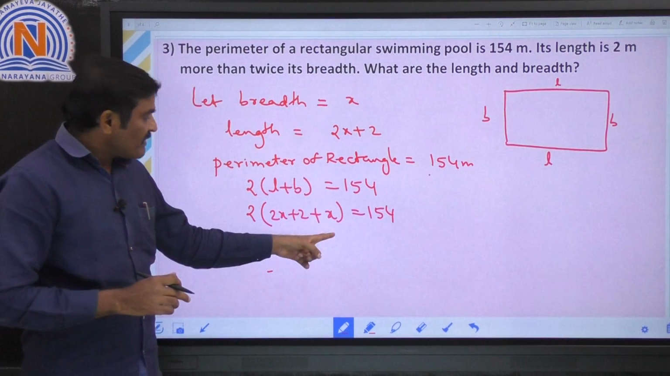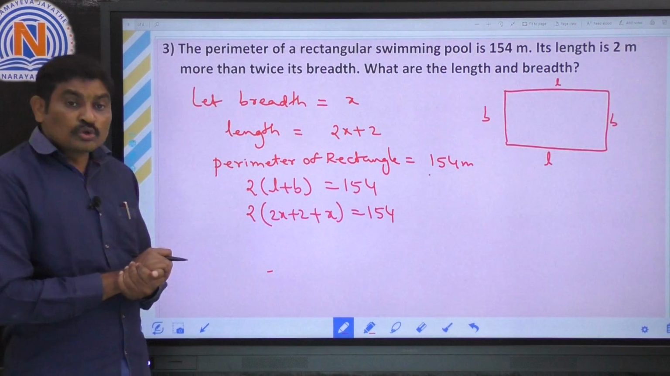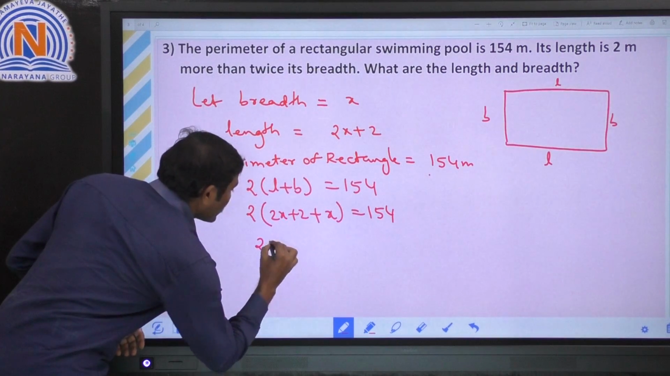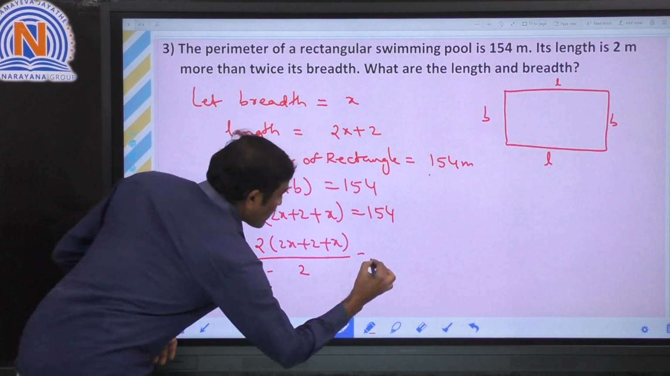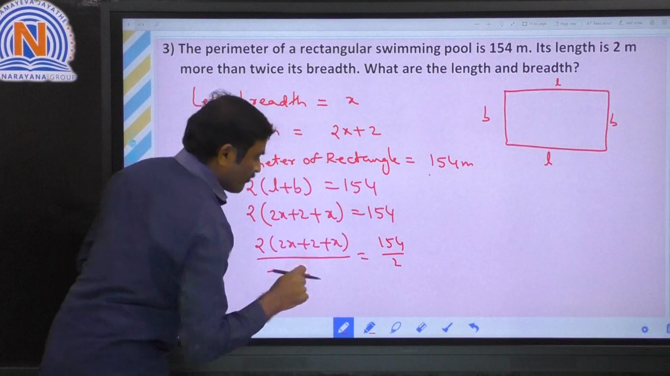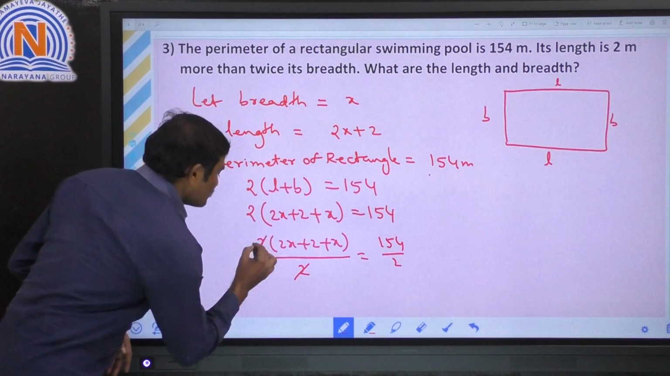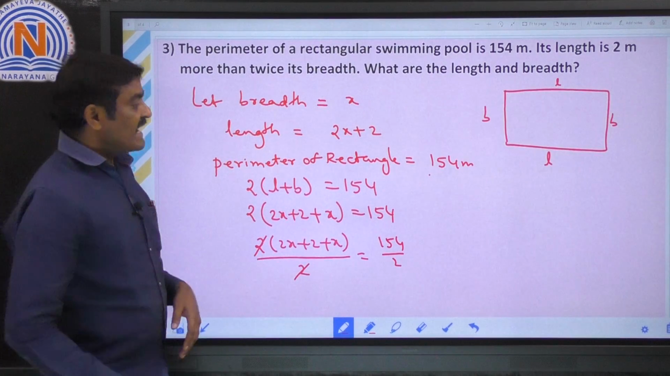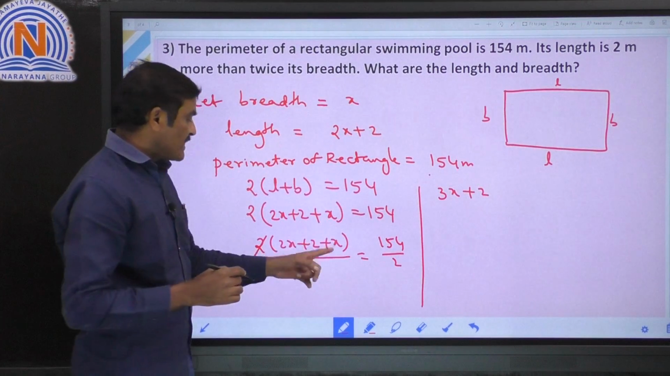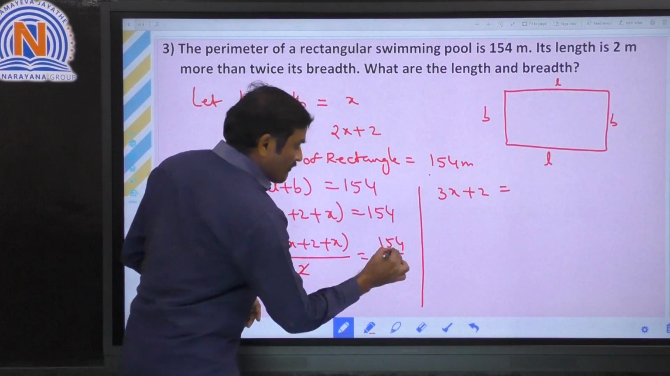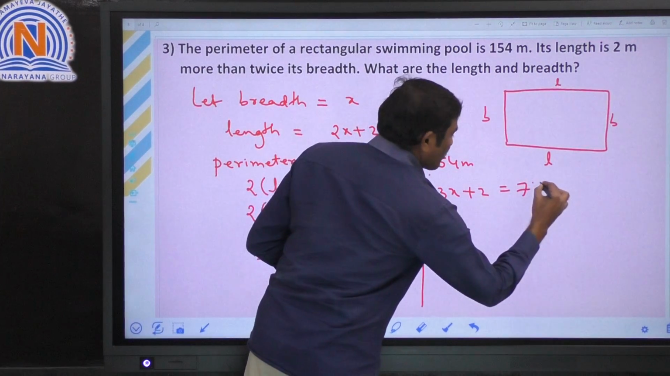Now 2 is multiplied with the (2x plus 2 plus x), then both sides divide by 2. So 2(2x plus 2 plus x) by 2 is equal to 154 by 2. So this 2 and 2 cancel. 2x plus x, 3x, plus 2, 3x plus 2 is equal to, here 154 by 2, 2 ones, 2 sevens 14, again 2 sevens 14, is equal to 77.